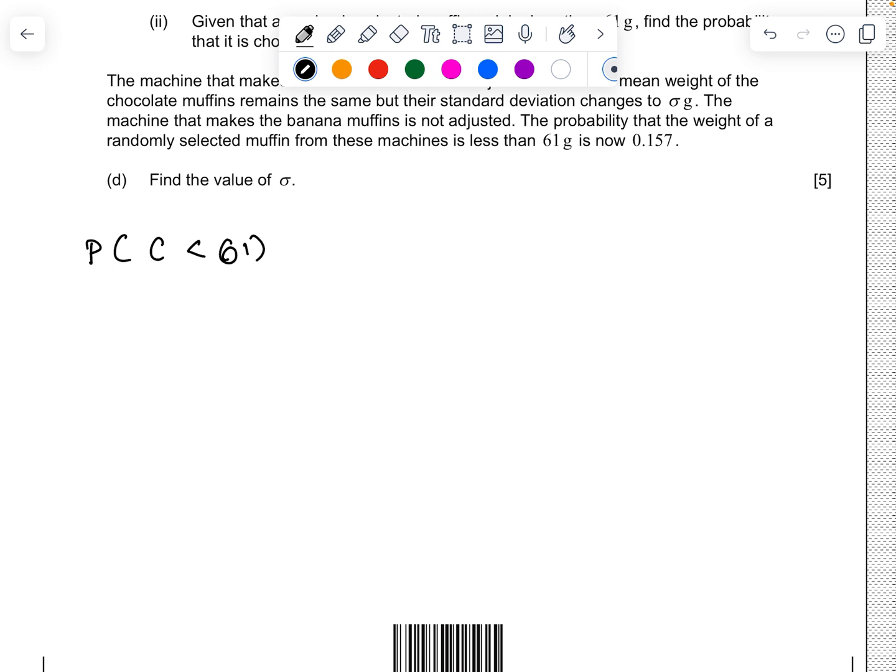Use the GDC. You can use it on the GDC to get the answer as 0.365112. Three significant figures, 0.365.